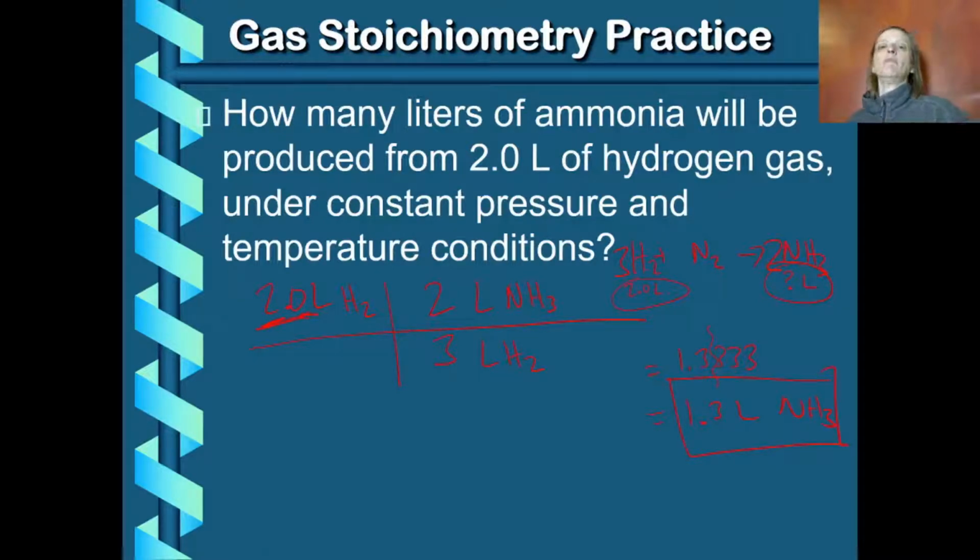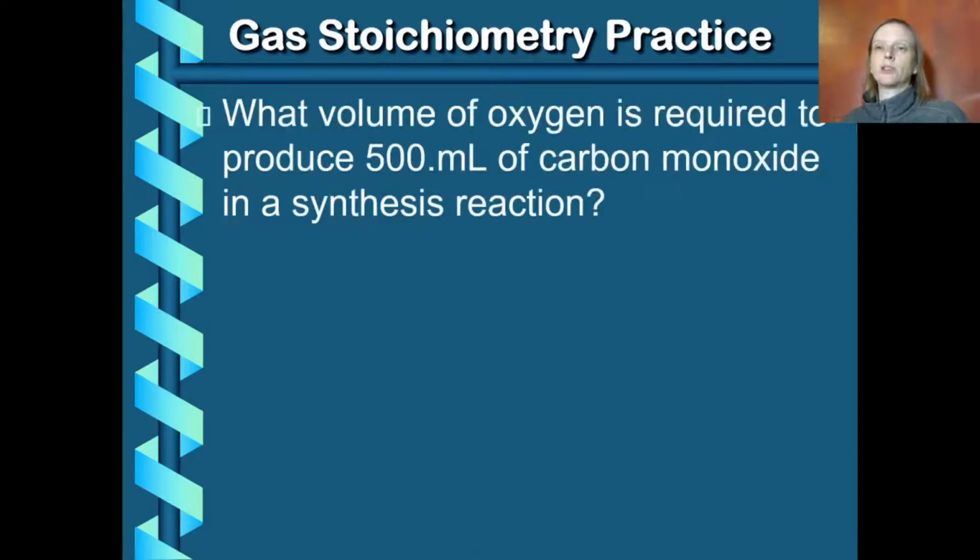So the mole ratio converted to a liter ratio, because we're dealing solely with gases, gives us the answer we need here. Let's do one more example. If we start with 500 milliliters of carbon monoxide, this is our known. I want to know what volume of oxygen is needed. This is my unknown.